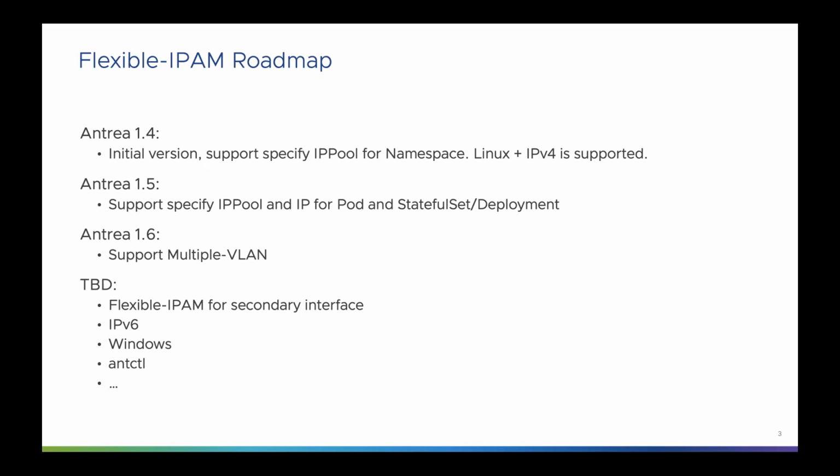And for the next Antrea 1.6, we plan to support multiple VLAN, which can provide more flexibility for the scale. We also have some work items in our queue, but these are not defined at all, such as flexible IPAM for secondary interfaces, IP version 6 support, Windows support, and the egress control support.